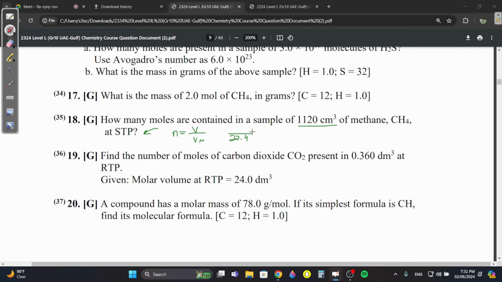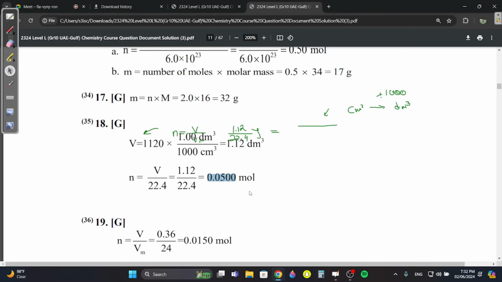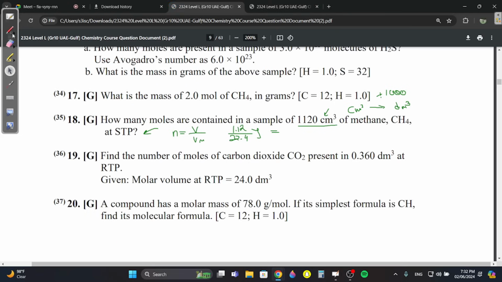Okay, 1120 cm³ to dm³, you have to divide by 1000. To convert from cm³ to dm³, remember you divide by 1000. So this 1120 is going to be 1.12. Then 1.12 divided by 22.4. What do you get? I'll just look at the answer. You get 0.05, which is 5 times 10 to the power of negative 2. Whatever you want, scientific notation, I don't care.